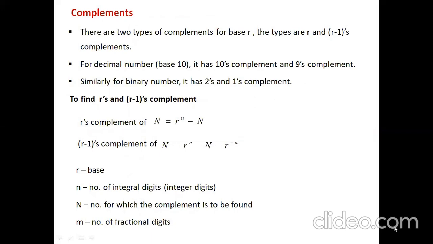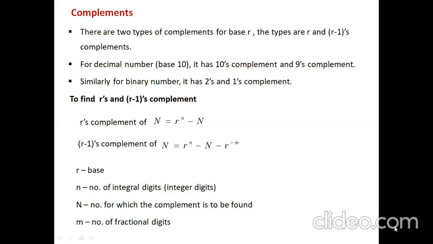Now coming to the complements, there are two types of complements for base R. The types are R's and R minus 1's complement. For decimal numbers, base 10, it has 10's complement and 9's complement. Similarly, for binary numbers, it has 2's and 1's complement.